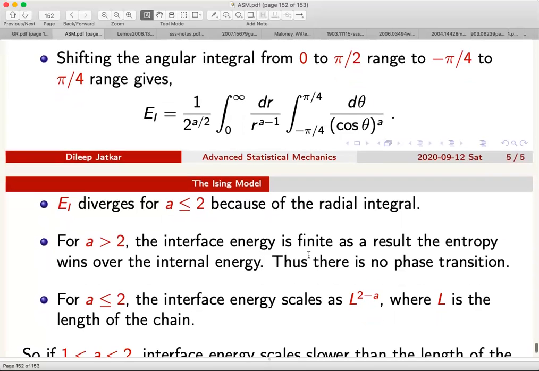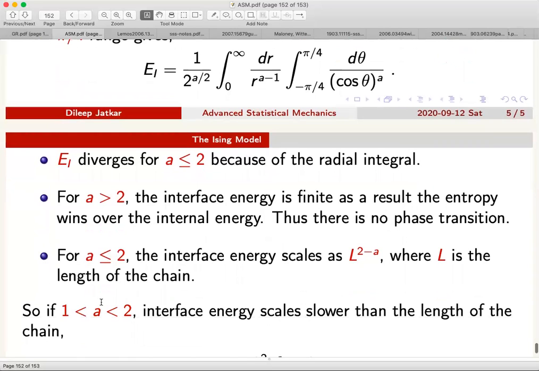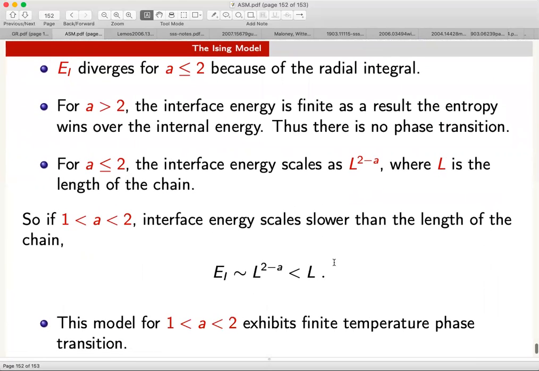Fine. So if a is between 1 and 2, that means 2 minus a is smaller than 1. Then the interface energy is L to some power which is smaller than 1, and therefore scales slower than the length of the chain, which goes as L to the 1. The length of the chain goes as L to the 1, whereas the interface energy goes as L to a smaller power than 1. That is the statement.